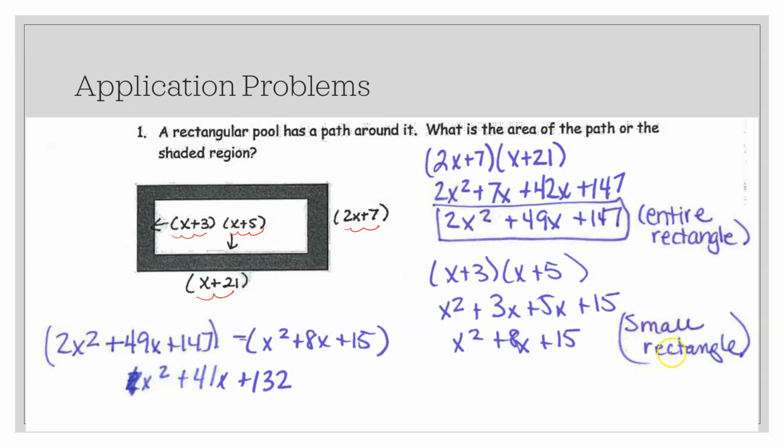That's the white rectangle. Then you need to subtract the small one from the entire rectangle to get x squared plus 41x plus 132. This is just x squared.